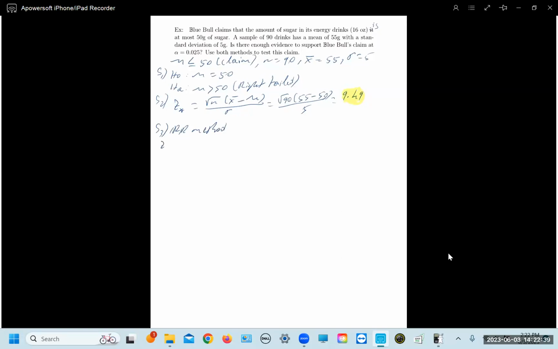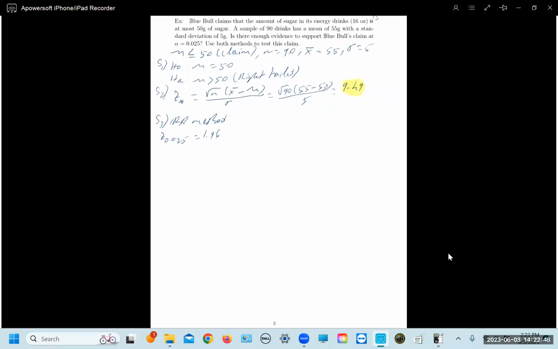So Z 0.025. So this one, 1.96. So we can draw this one. So this one right here, and so right here, 1.96. Fail to reject H0.